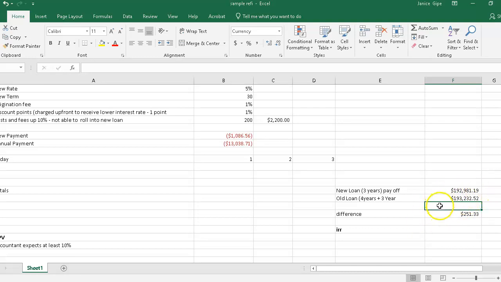So now we just have to take these, and we can obviously see that it's a lower amount to pay it off in the 3 years. So we're going to have a slight advantage there, slight savings. So take this number minus the new number, the new loan payoff, and so there's a difference of a savings of $251.30. So this will be in the 3rd year.